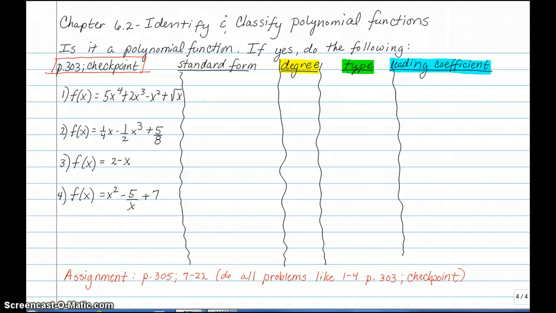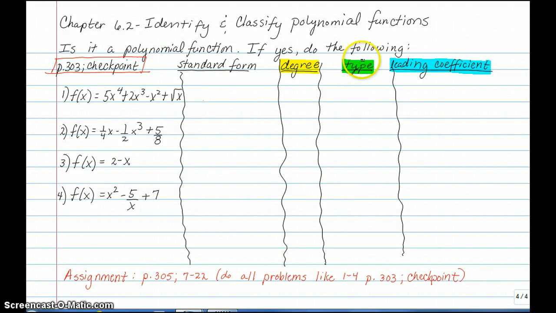Okay, now we're going to look at the checkpoint exercises on page 303. The first thing you're going to determine is, is it a polynomial function? If it is, then you're going to do the following. You'll write it in standard form. You'll write the degree, the type, and the leading coefficient.